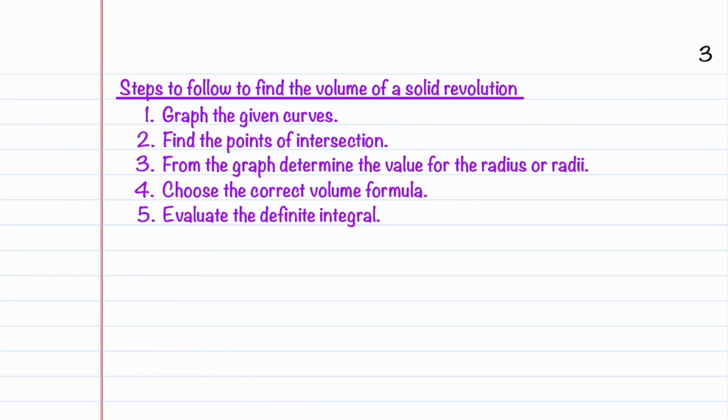Since finding solids of revolution is complicated, just to make things easier, I've written down 5 steps that you can follow to solve these problems. The first thing that you're going to do is graph your given curves, and then you're going to find the points of intersection. From the graph, you can determine the value for the radius, or radii, if there's a gap between the region and what you're rotating about. You can then choose the correct volume formula, and then all you have to do is evaluate the definite integral.